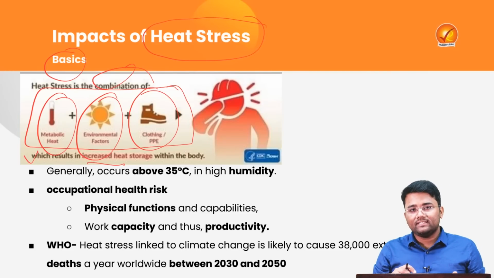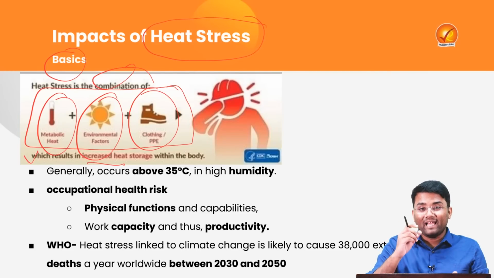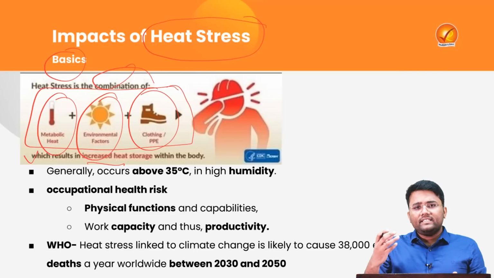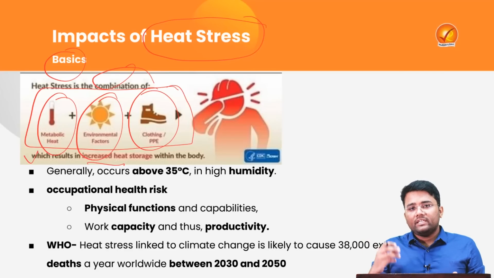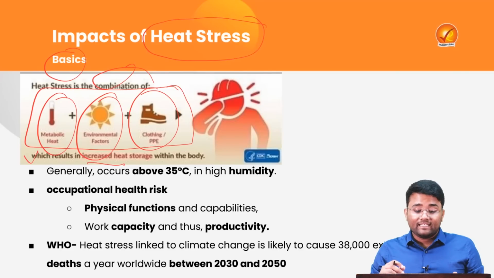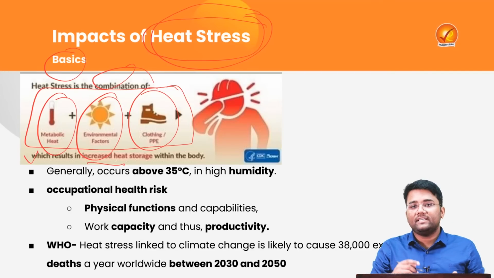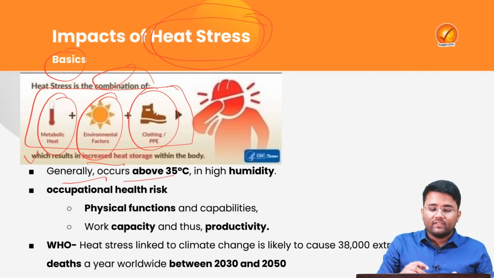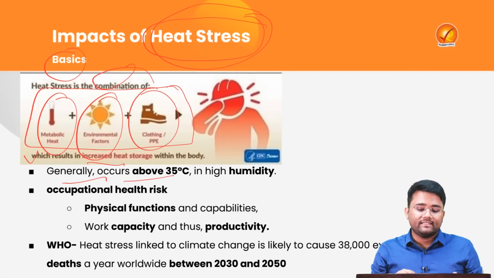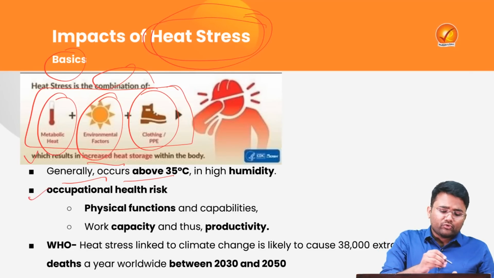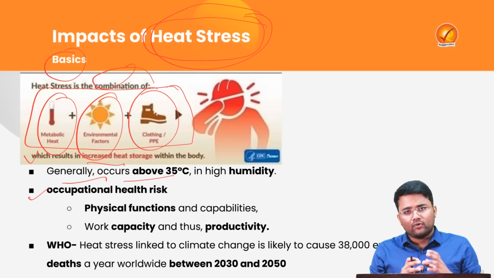When all these three are combined, it leads to increased heat storage inside our body, and ultimately it leads to heat stress. For example, if a person is wearing a black color nylon cloth in the month of June, when the temperature is 45 degree, and he is working outside in any of the construction work, etc., that can lead to high heat storage in that person, and ultimately it can lead to increased heat stress. And it mainly occurs when the temperature is above 35 degrees Celsius, and there is also increase in the humidity levels.